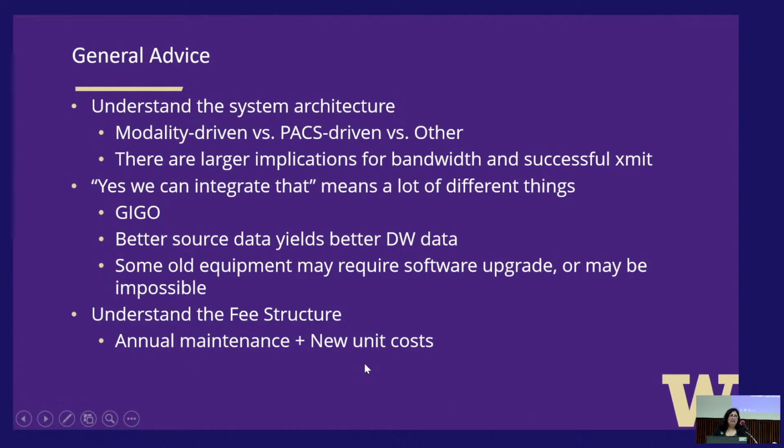And you have to understand the fee structure. Once you buy the dose monitoring system, that's not the end of the story. The way GE works is you have subscription level licenses, and you have to pay for that annually. And then every time you buy a new unit, if you run out of licenses, you have to buy more licenses. They make their money with all that annual subscription, not really with selling the software. So you have to understand that as well.